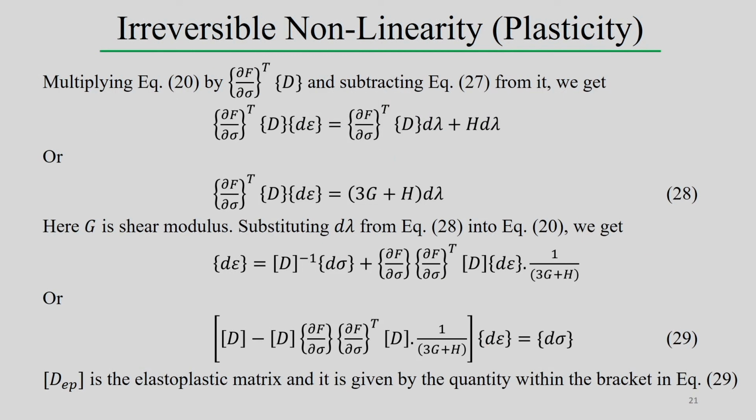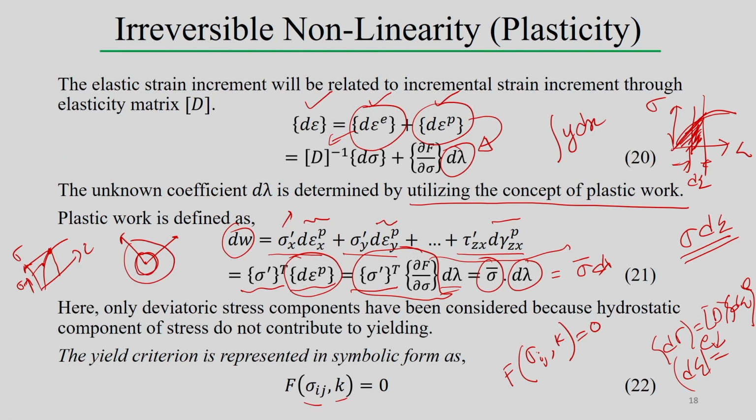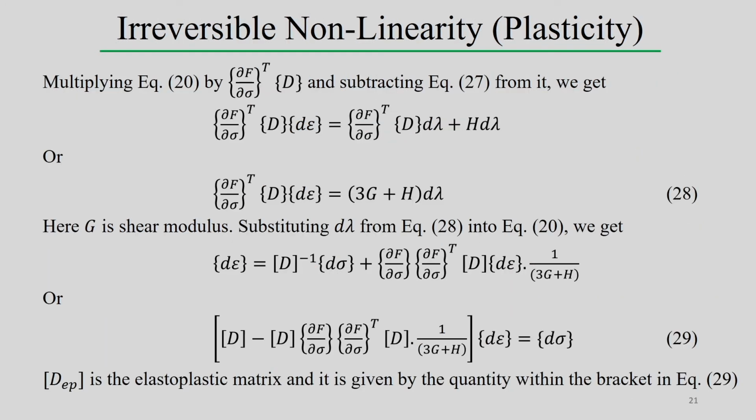Now, multiplying equation 20 on both sides by del F by del sigma transpose into d, and subtracting equation 27 from it. If you look into equation 20, we are coming back to the total strain increment expression. So, we multiply this particular term by del F by del sigma d, and subtract equation 27 from it. Now, we can represent this expression like this: the total strain equals some d inverse and some expression, and if we multiply this, finally we get this expression.